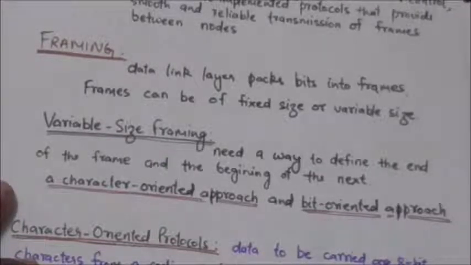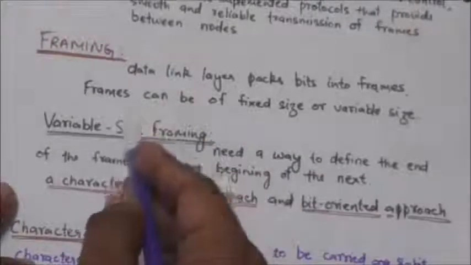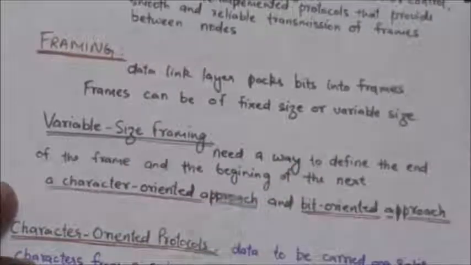So in framing, in the data link layer, sender address and destination address are added to a frame. Now the whole message can be packed in one frame, but normally it is not done. Normally a message is divided into smaller frames, and frames can be of fixed size or variable size.